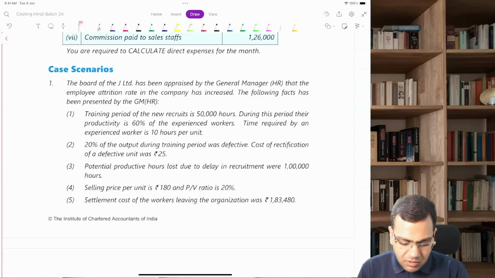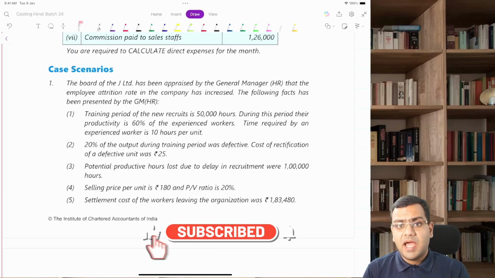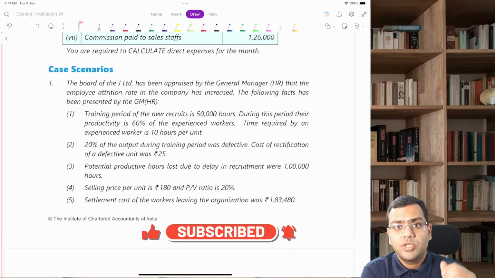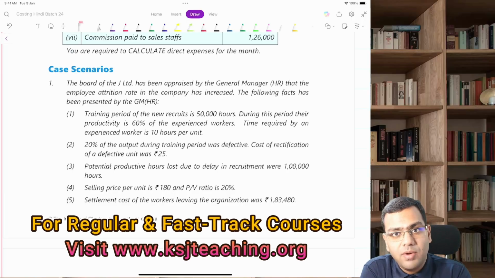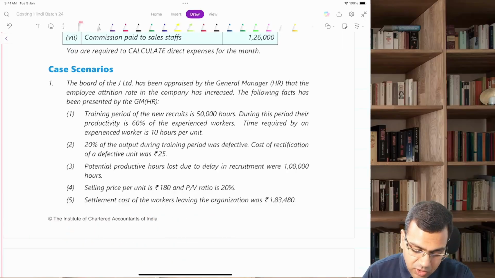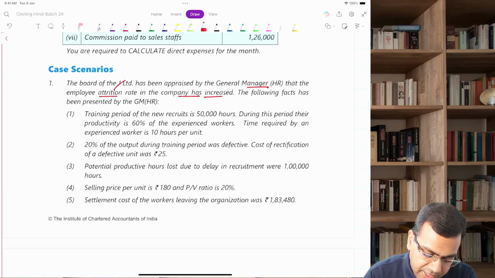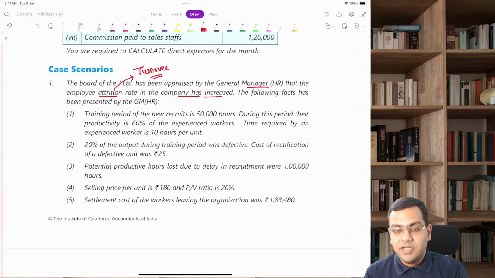So let's now talk about the case study on labor costing. Very interesting case study, and this is a very important question. It has been asked in the past examinations, and now it has been put as a case study, right? It's on labor turnover. The board of J Limited has been appraised by the general manager HR that the employee attrition rate in the company has increased. What is attrition rate? Attrition rate is nothing but your labor turnover rate, right? That is also known as attrition rate.